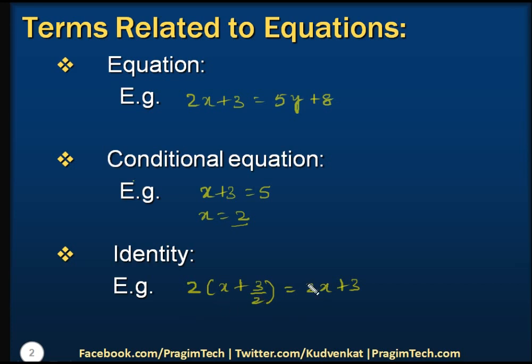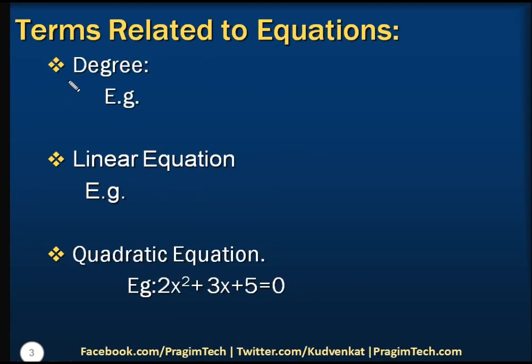Now let's see some more terms related to equations. Let's see what is a degree. The highest power of a variable is called the degree of the equation. Say for example, x + 3 = 5. In this, the variable power, that is x power, is 1. Therefore, the equation degree is 1.